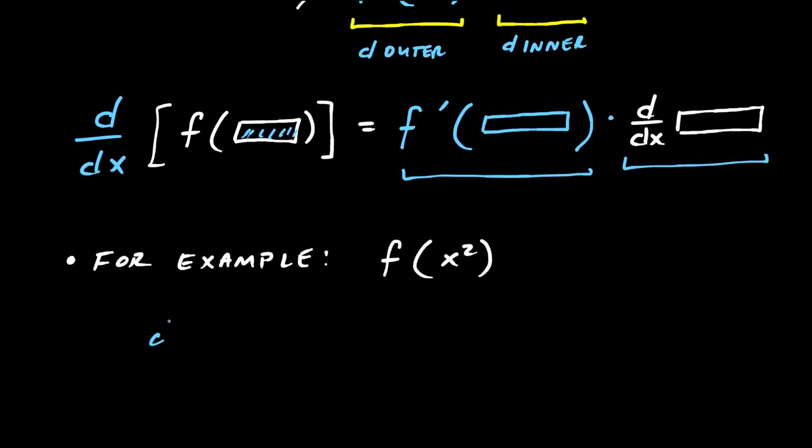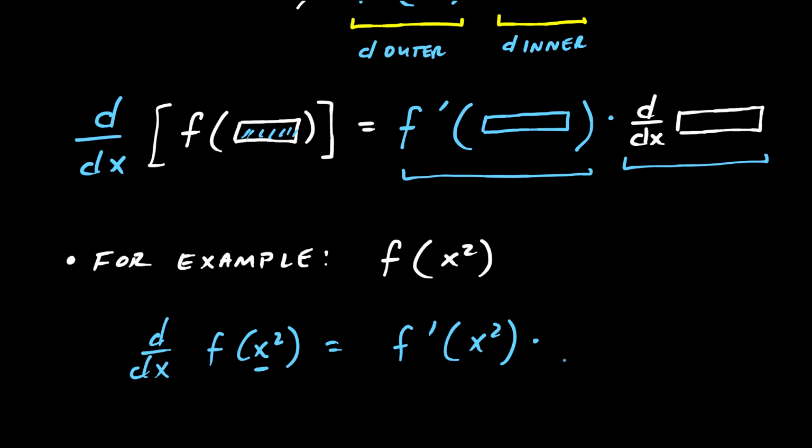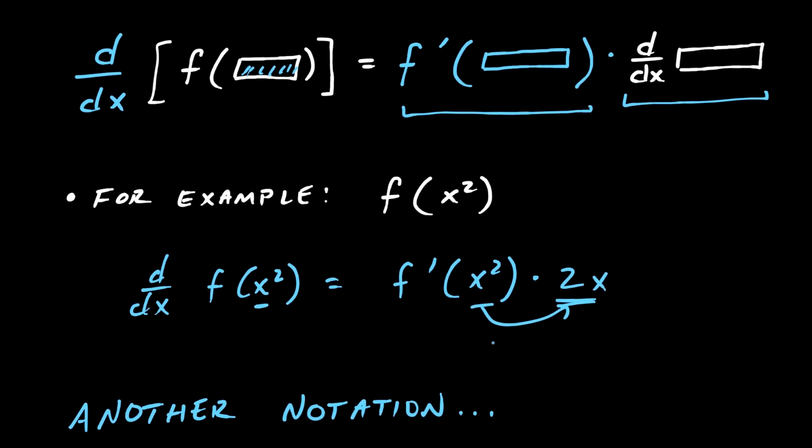So if we're looking to take the derivative, d dx, f of x squared, what you should notice is that x squared is that inner function, f is the outer function because it's on the outside. So this will simply be f prime of whatever x squared is, and then you multiply by the derivative of x squared, which is simply 2x. It's like a little kick at the end.